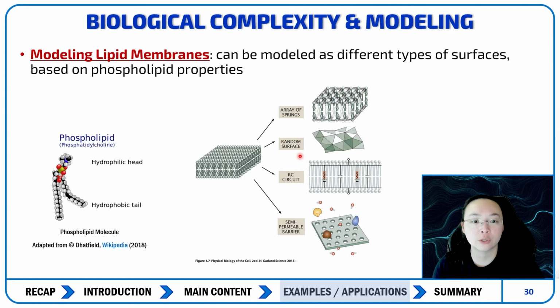So in terms of this, we have a lipid membrane over here, and it can be modeled by an array of springs. We could assume that each of these is a spring. We could model it as a random surface, could model it as an RC circuit, in case you have ion channels and you want to see if there's any resistance going through, or if you want to model the membrane potential at the top and bottom.